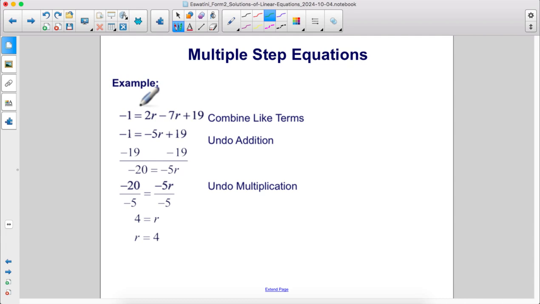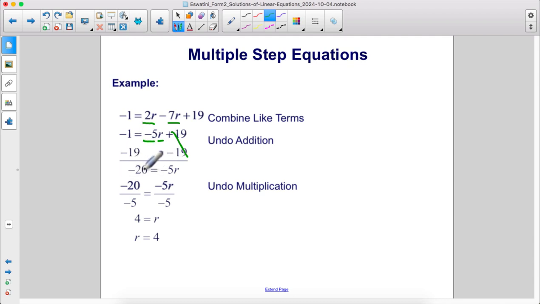Negative 1 equals 2r minus 7r plus 19. First, let's combine those like terms. 2r minus 7r is negative 5r. Then we want to get r by itself, so we need to get rid of that 19. To undo plus 19, we subtract 19. The 19s cancel. Negative 1 minus 19 is negative 20.